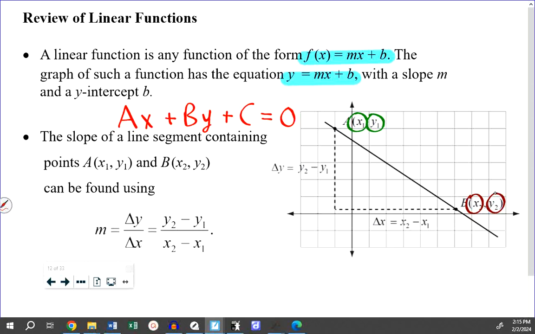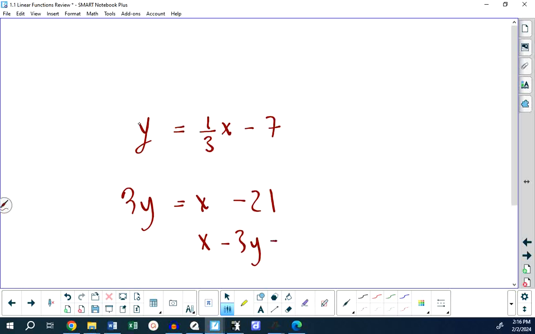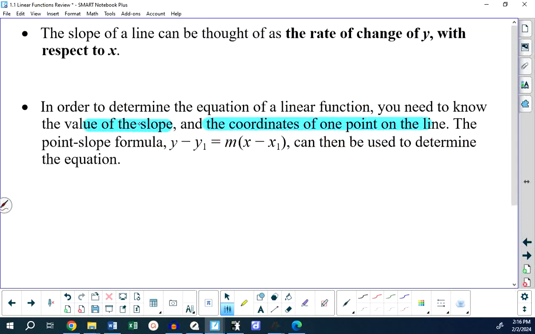We don't want to write y equals mx plus b. I'll give you a quick illustration here. If you had a linear equation or function, whatever you want to call it, of that, you can multiply everything by 3. You can zero it and get x minus 3y minus 21 equals 0. I'm telling you this is preferable to this. Okay. So what we're going to do is we're going to use this.